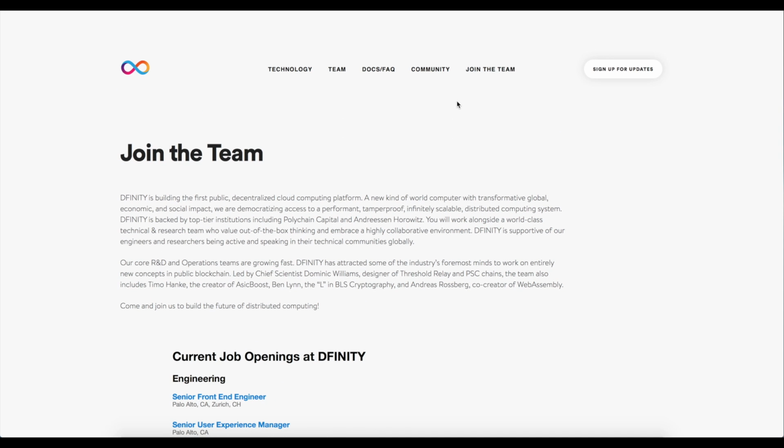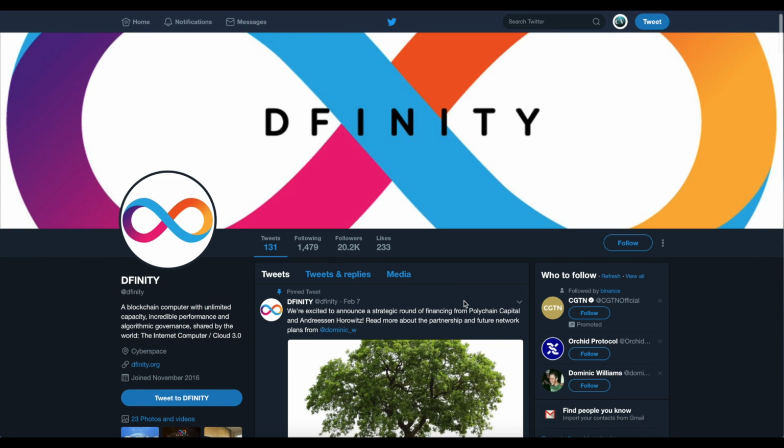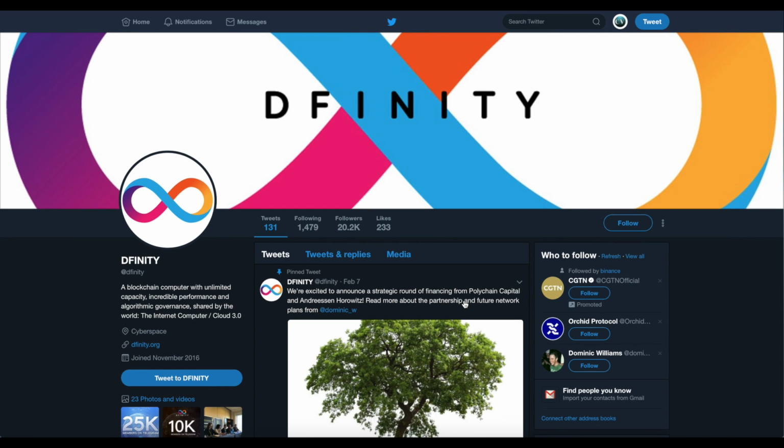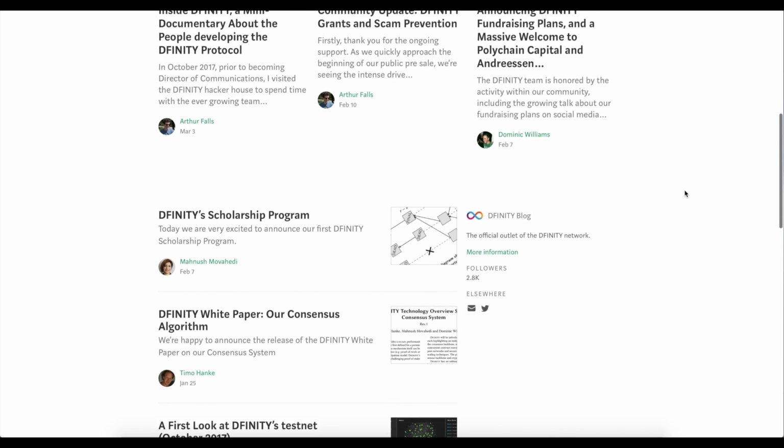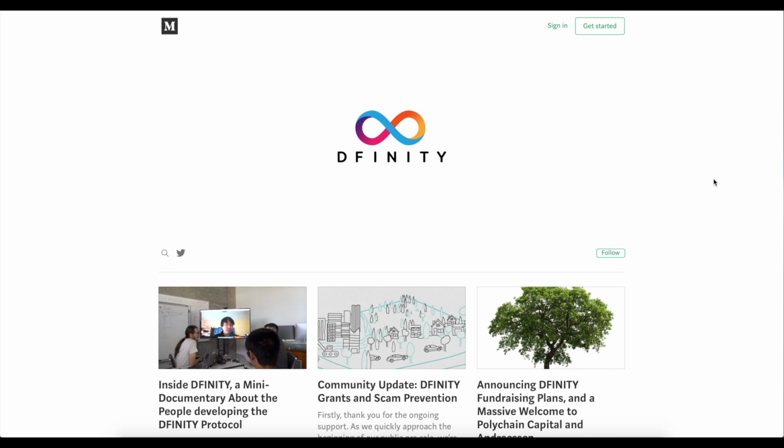So let us now see the community. Dfinity has 20.2k members on Twitter. Then they have 2.8k followers on Medium, and they have 25.6k members on Telegram, which is a very big number. So they have a huge community.